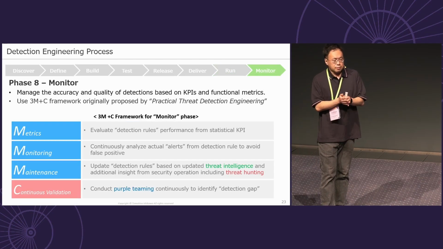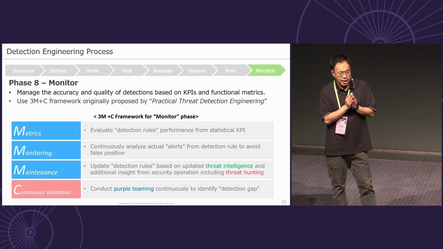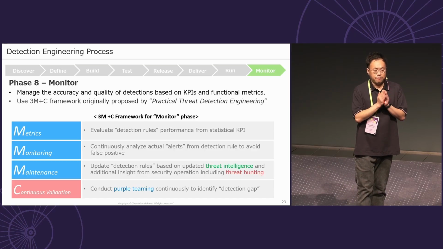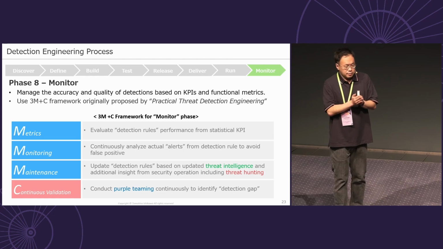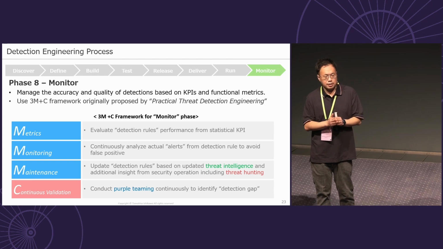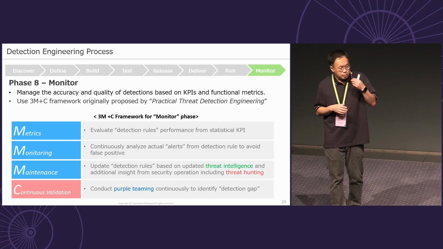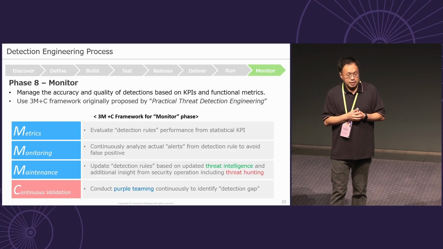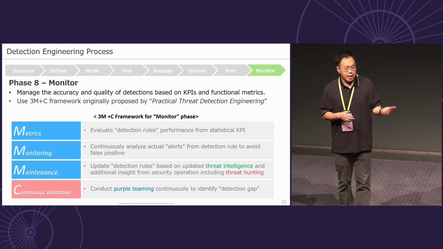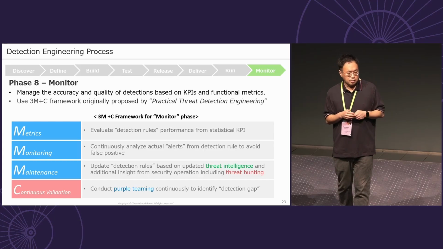Lastly, this is the monitor phase. The monitor phase is basically to manage the accuracy and quality of the detection code based on KPI or functional metrics. We recommend using the 3M plus C framework. This was originally conceptualized by Practical Threat Detection Engineering, but we added a couple of dimensions. 3M plus C stands for metrics, monitoring and maintenance, and continuous validation. I'd like to touch on them one by one.